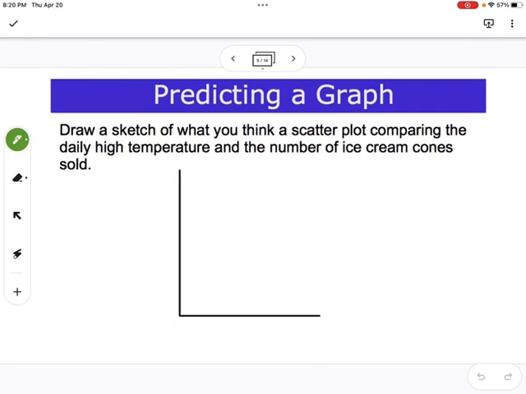Now, predicting a graph. So draw a sketch of what you think a scatter plot comparing the daily high temperature and the number of ice cream cones sold. So like we already talked about, the temperature is going to go along the bottom, and the number of ice cream cones sold is our dependent. It's going to go along the vertical axis, the y-axis. Okay, so if we're starting at a lower number, that means it's a cold temperature. And if we're going up to a higher number, then it's going to be a hot temperature. So in general, you're going to want to eat ice cream when it's hotter outside. So there's going to be a scatter plot with points. So as it gets hotter, the more ice cream cones that will be sold.